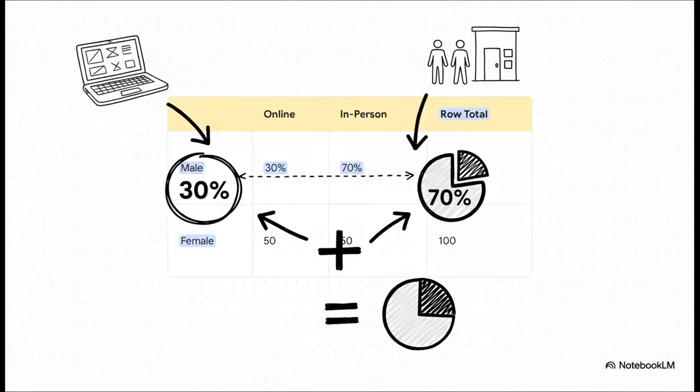Okay, let's focus just on the male row. The total number of men is 100. So to find the percentage who prefer online, we take the 30 men in that box and divide by the row total of 100.